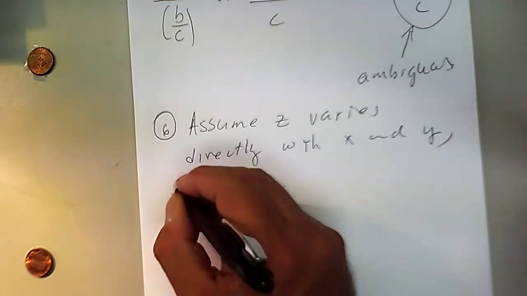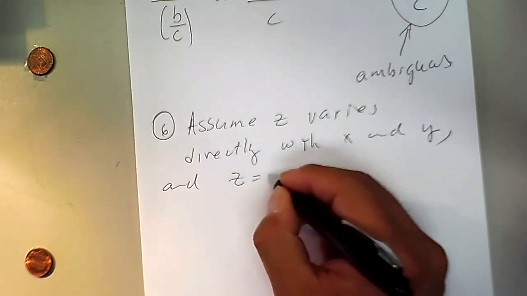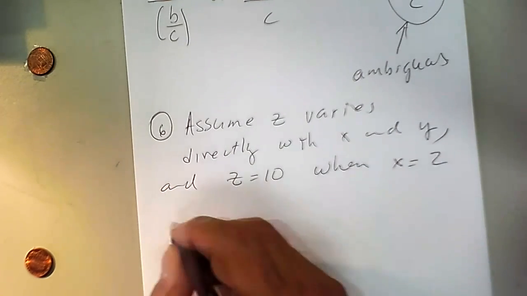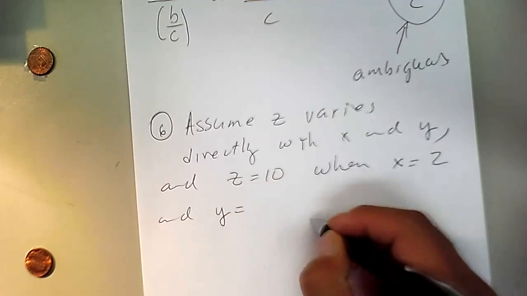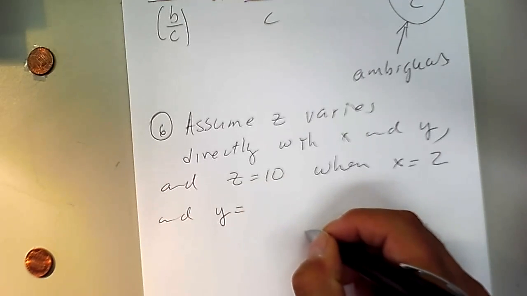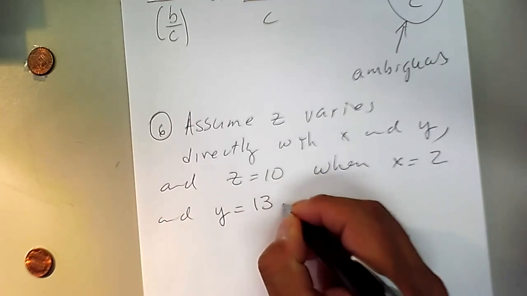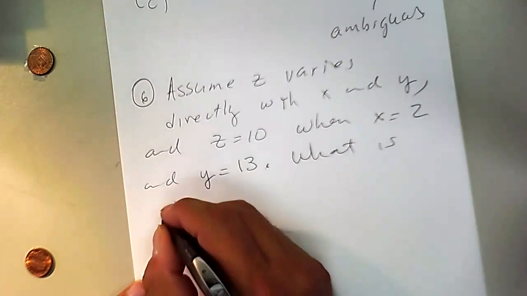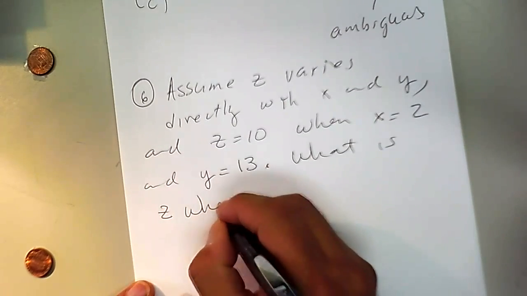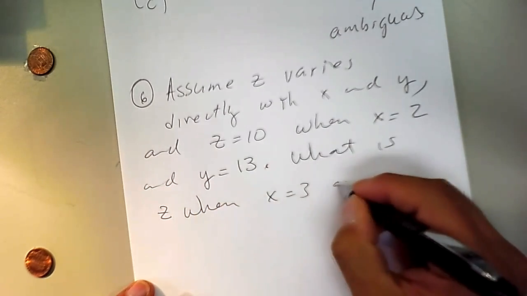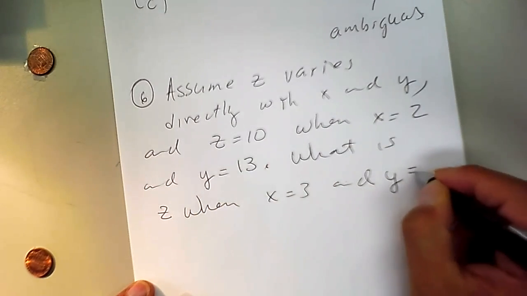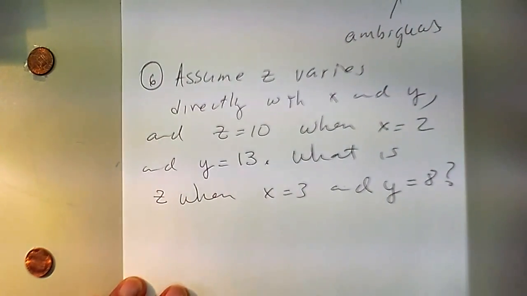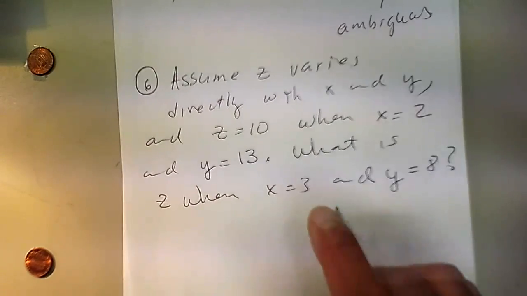And z equals 10 when x equals 2 and y equals, let's put 13. What is z when x equals 3 and y equals 8? Boy, that is a complicated problem. Whoa. Okay.